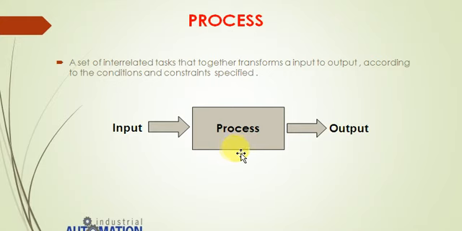So I think now we have better understood about the process. Now in the future classes we have to see what are the inputs required for the process and what are the outputs required for the process. So we will continue with the inputs and the outputs.